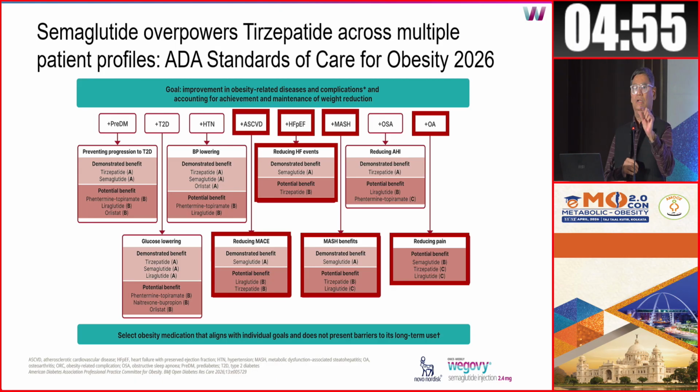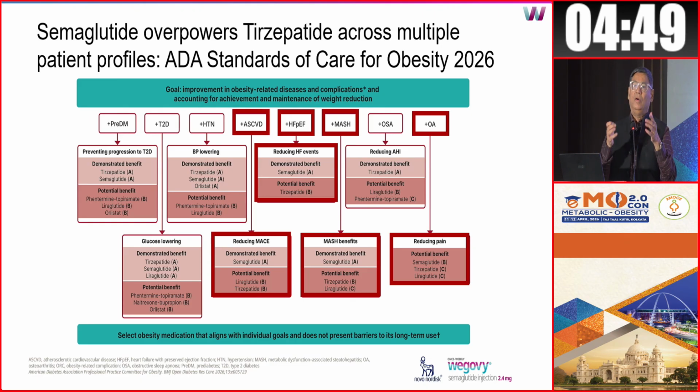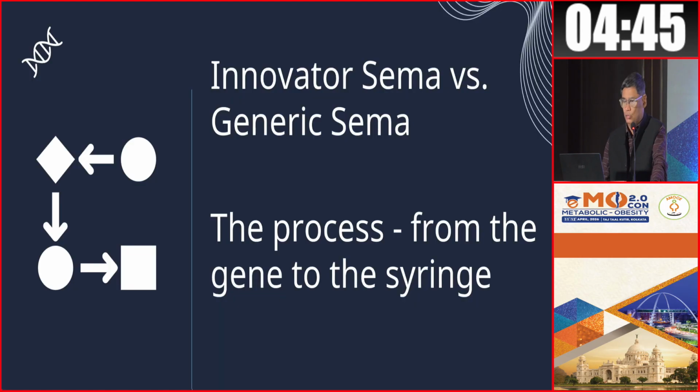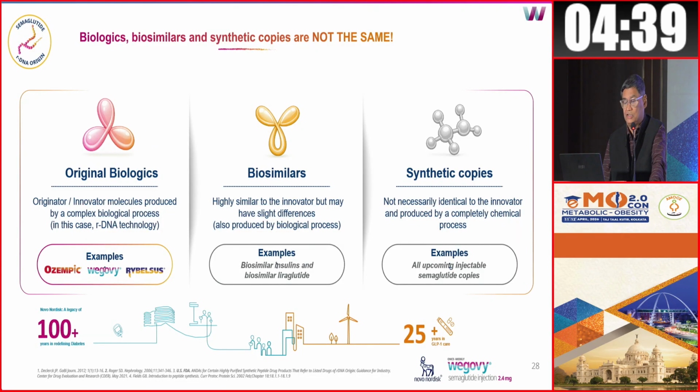But if you are, of course, a puritan, a pedantic person saying, I just want to treat chronic obesity, obviously some anti-obesity drugs may go further in terms of evidence. Innovator SEMA versus generic: this is the most important discussion we are having now.